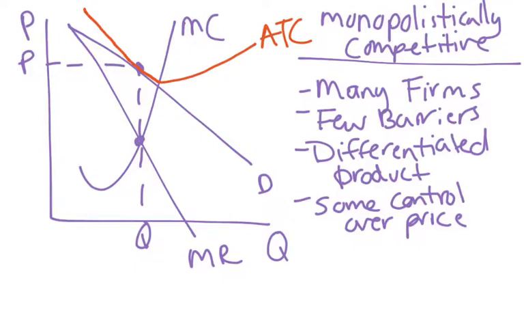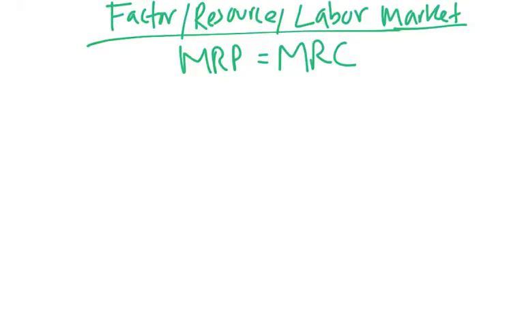Last thing we're going to look at today is the factor market, or the resource market, labor market, same thing. Here you produce where MRP equals MRC, and MRP stands for marginal revenue product, and MRC stands for marginal resource cost. We're going to look at a perfectly competitive labor market here first.